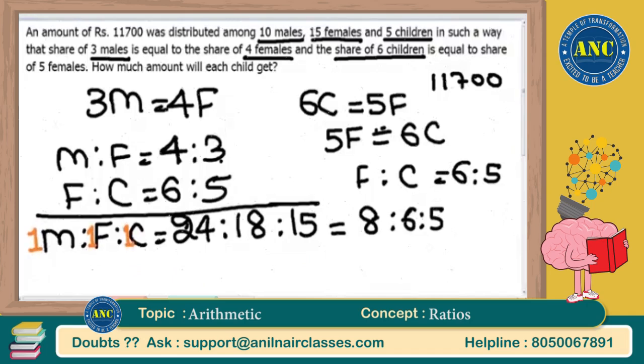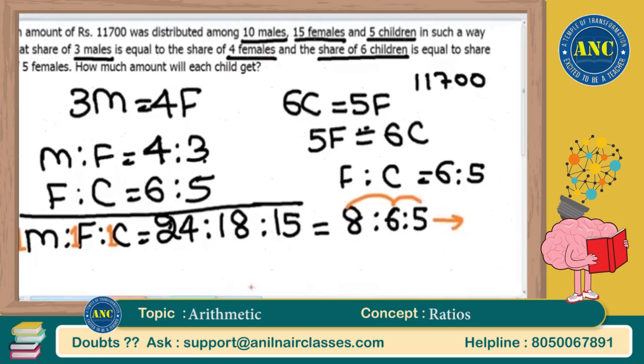This is for 1 man, 1 female and 1 child, right? Can I say that 8 plus 6 is 14, 14 plus 5 is 19, right? This is for 1 man, 1 female and 1 child.